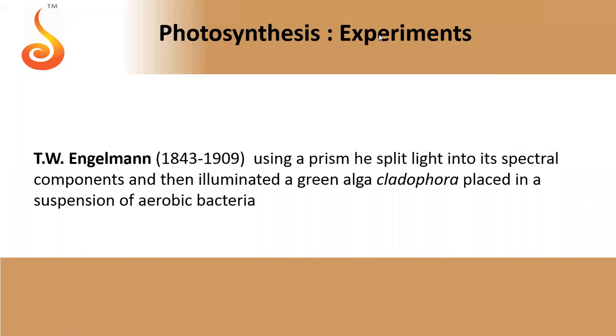Next, Engelmann, very interestingly, took a prism and split the light into its various spectral components. These spectral components, that is seven different colors of light, were allowed to illuminate a green alga called Cladophora. So this Cladophora started showing photosynthesis and evolved oxygen. And to utilize this oxygen, he observed that aerobic bacteria started surrounding them. He was able to observe a lot of aerobic bacteria very close to Cladophora. So this shows that oxygen was evolved during photosynthesis.